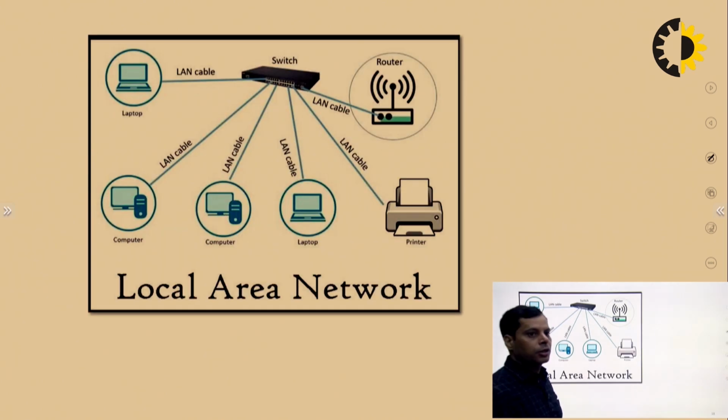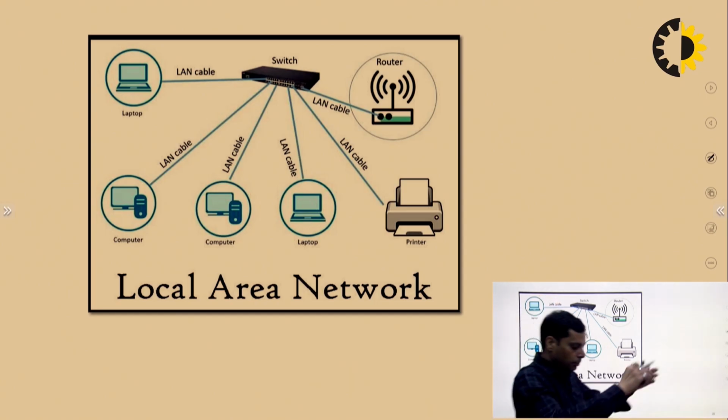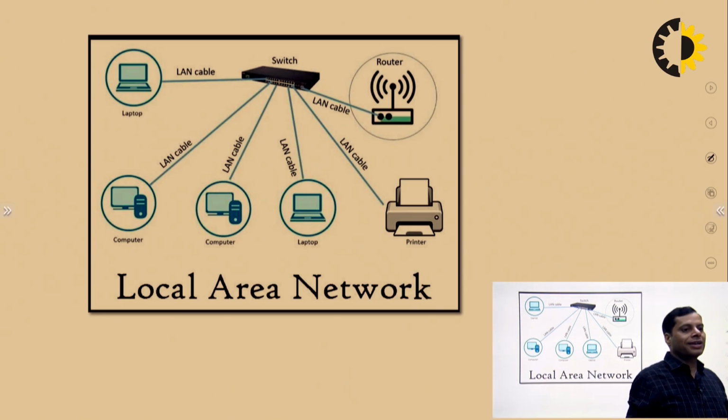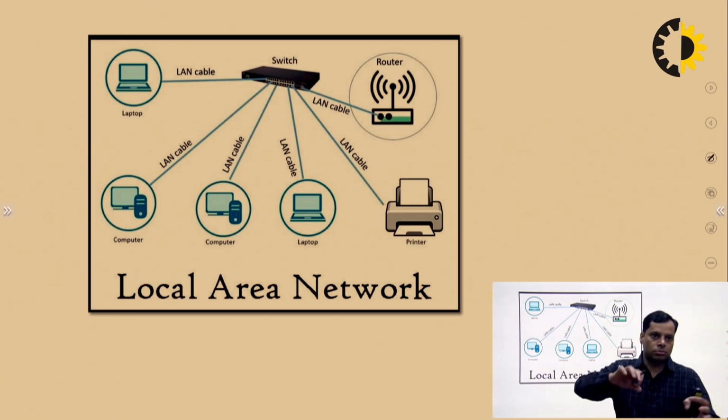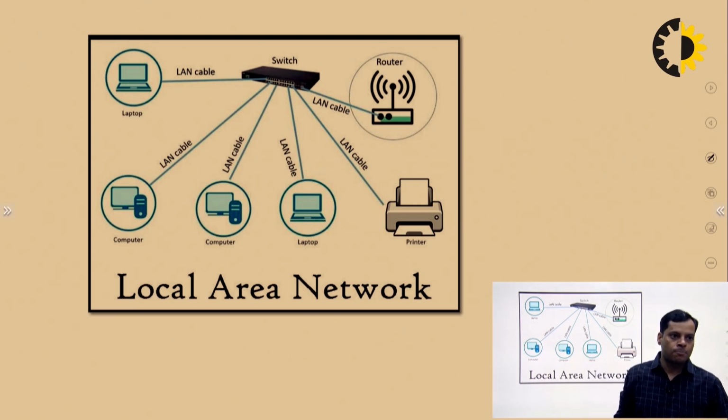So this is a pictorial view of the local area network. In a building or in a small area, these are the number of devices: computer, laptop, printer, router, and LAN cable, connected with the help of this switch. Combined together they make a local area network, which is named a LAN.